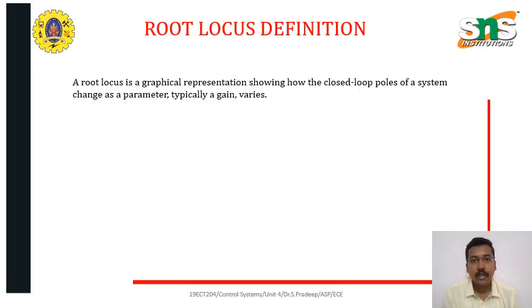The definition. A root locus is a graphical representation showing how the closed loop poles of a system change as a parameter, typically a gain, varies. It is a tool in control theory and stability analysis, helping engineers understand how system poles move in the complex plane as the gain changes, which affects stability and performance. The root locus is a plot in the complex S-plane, where each point on the locus represents a possible location of the closed loop poles for a specific value.